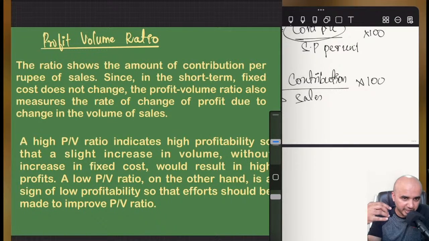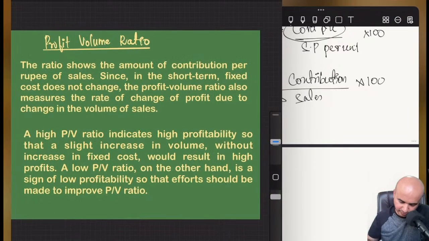If the PV ratio indicates high profitability, then that means what? Even with a slight increase in volume, without increase in fixed cost, it would result in high profits, because the PV ratio itself is high. That means with every increase in sales, your profit will also be high. Whereas if it is a low PV ratio, then it is very difficult to get much profit, because however much you increase your sales, your profit will not increase to that great extent. So that is why it's difficult in such a scenario.